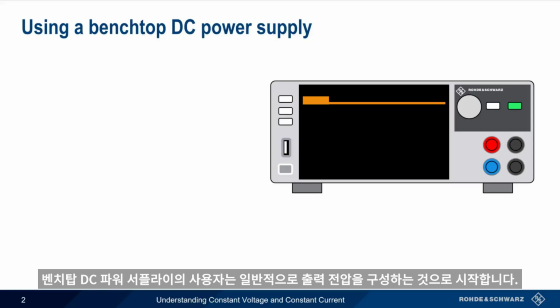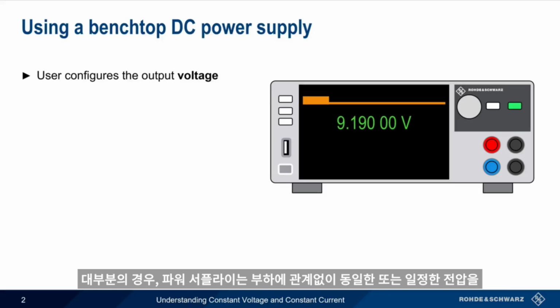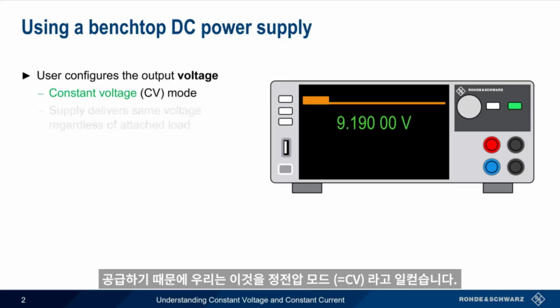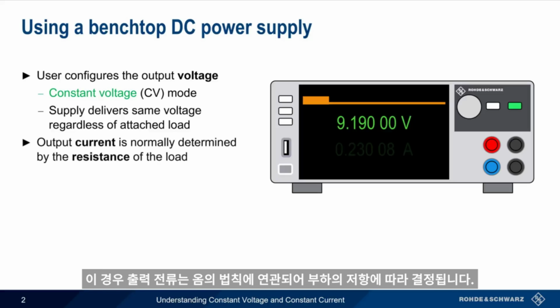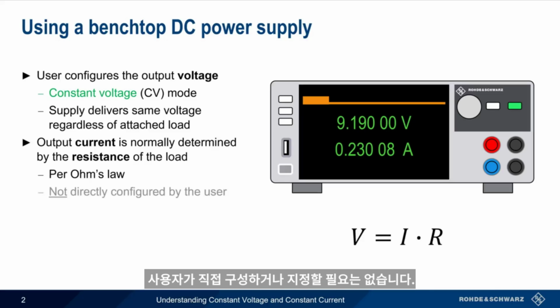The user of a benchtop DC power supply normally starts by configuring the output voltage, and in most cases, the supply operates in so-called constant voltage mode because the supply delivers the same, or a constant, voltage regardless of the attached load. The output current in this case is determined by the resistance of the attached load, as per Ohm's law. It's not directly configured or specified by the user.